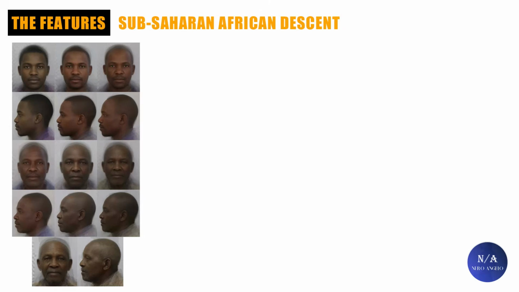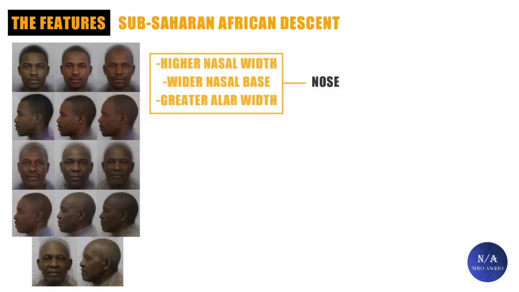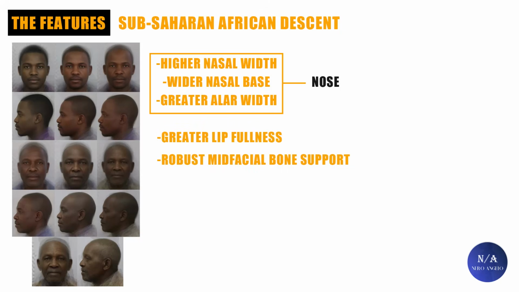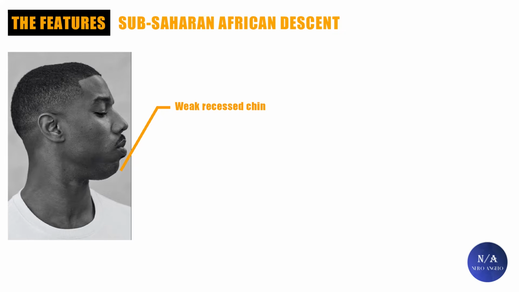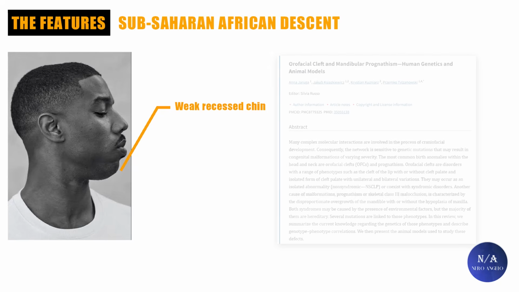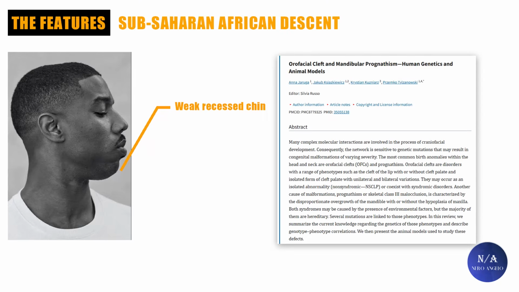Third, Sub-Saharan African descent and many people of African ancestry, for their tendencies. Generally higher nasal width variability, often with a wider nasal base and greater iris width on average. Many groups also show greater lip fullness and robust midface bone support. Facial bone density and different aging trajectories have been documented. Mandibular prognathism, or forward mandible, prevalence varies across groups and can be higher in some African populations.